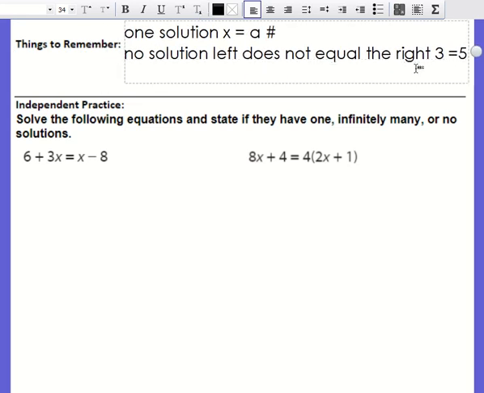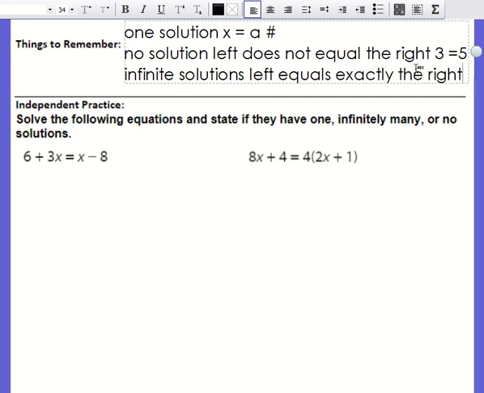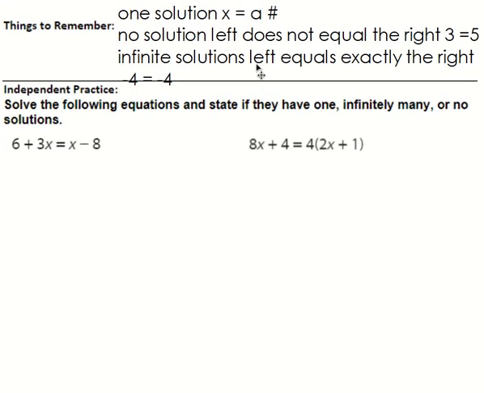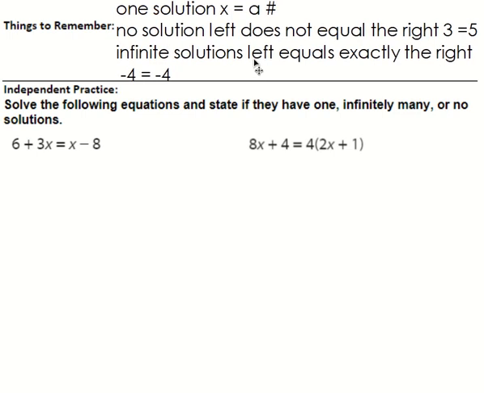Okay, and then infinite solutions, left equals exactly the right, and that's when we get, you know, -4 equals -4. Okay, so they are perfectly equal to each other. I'm going to slide that up just a little bit more so you can see it better.